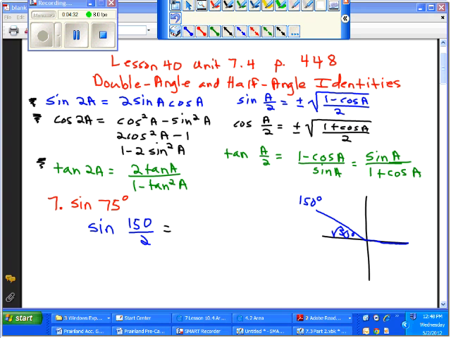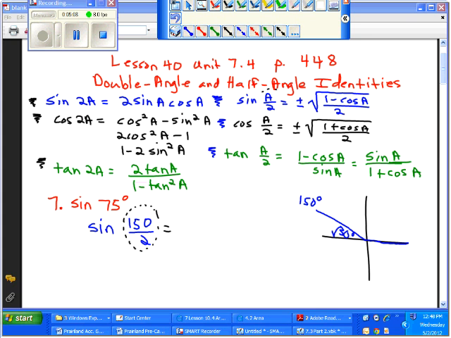And then we have our half angle identities. We have sine of some angle divided by 2 is plus or minus the square root of 1 minus cosine A over 2. The cosine of some angle divided by 2 is plus or minus the square root of 1 plus cosine A over 2. The tangent of A over 2, we have 2 choices: 1 minus cosine A over sine A, or sine A over 1 plus cosine A. Now, what we're dealing with here in this situation is the sine of some angle divided by 2.